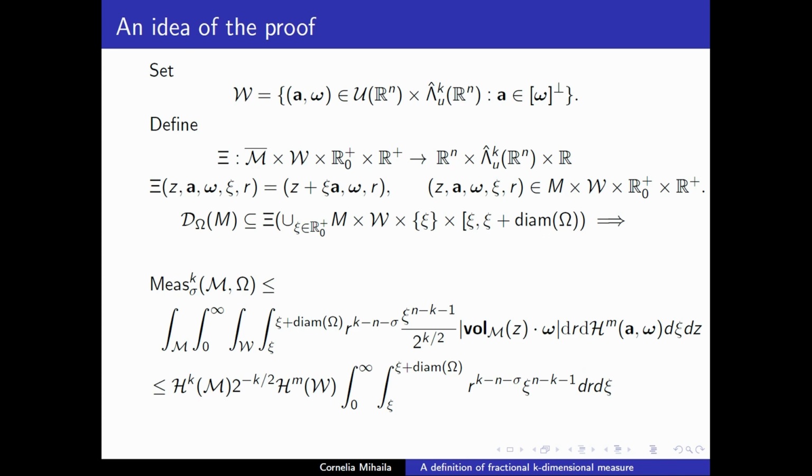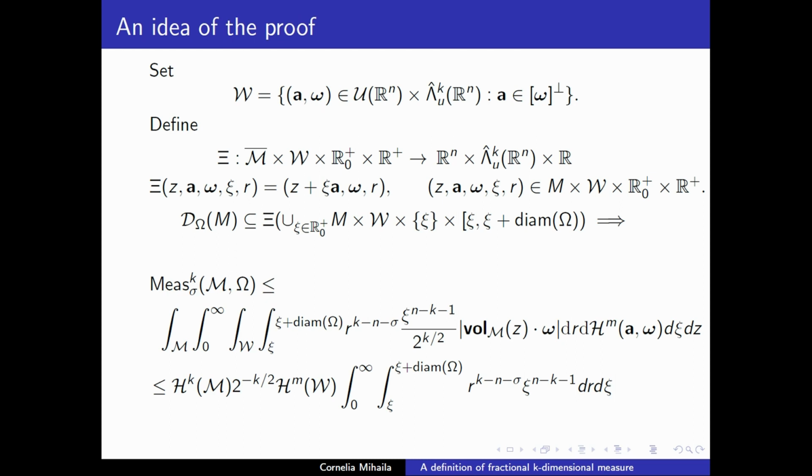So I'm going to define the set W, which is the set of pairs where we have a unit vector, that's in my calligraphic U of Rn, and a simple k vector. I want my unit vector to be perpendicular to the span of that k vector. And I'm defining a map C, which goes from the closure of my manifold, cross with my W, cross with R0 plus, so this is strictly positive numbers, cross with R plus, those can be 0, to Rn, basically to my set of disks, Rn crossed with my simple vectors crossed with R.